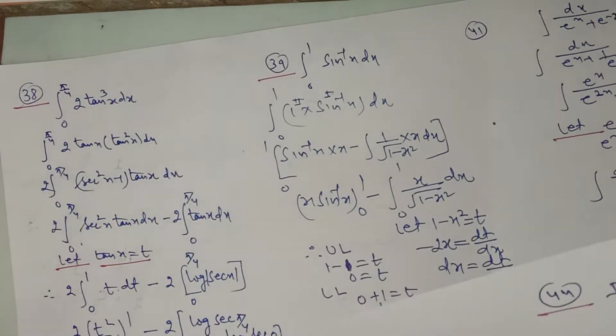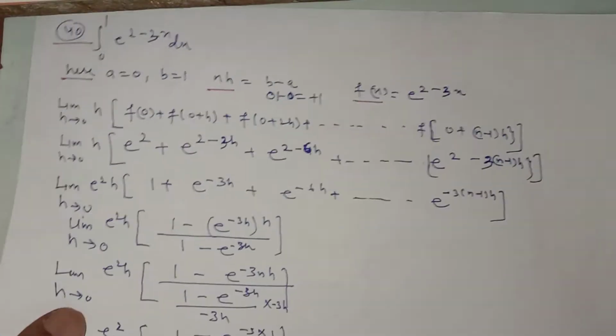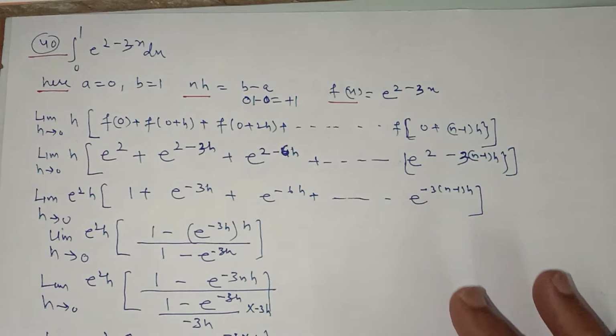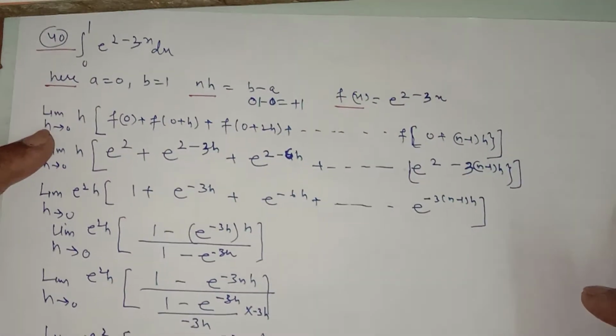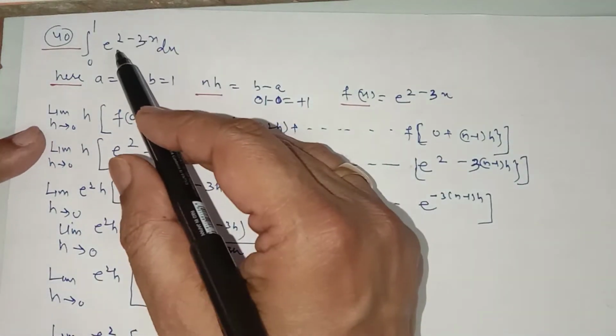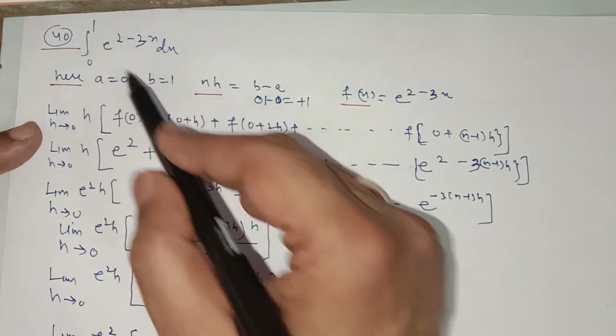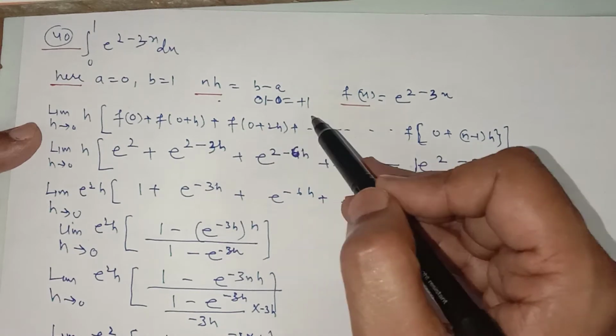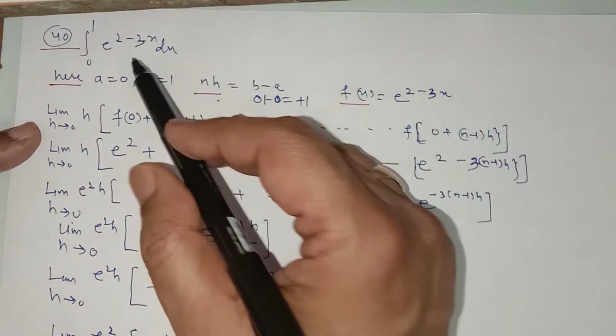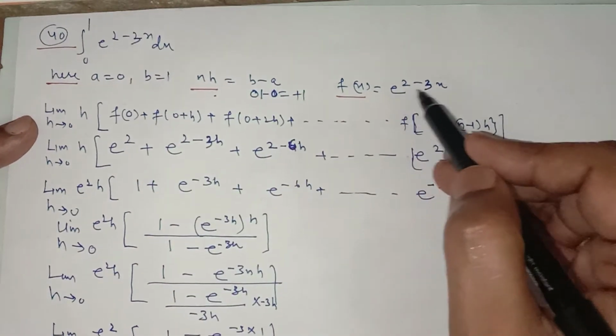Now in question number 40, it is an integration you have to do by taking limit of sum. It is e to the power 2 minus 3x. Here a is 0, b is 1, so nh will be b minus a, which is equal to 1, and fx is equal to e to the power 2 minus 3x.